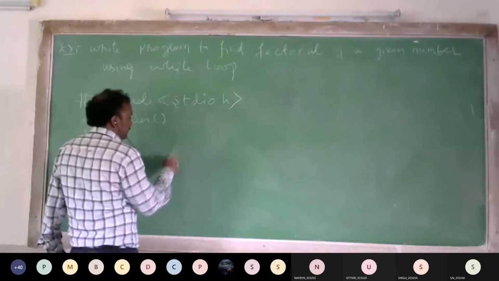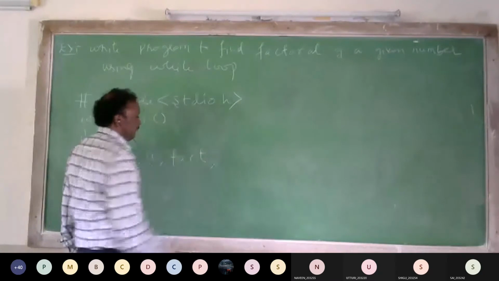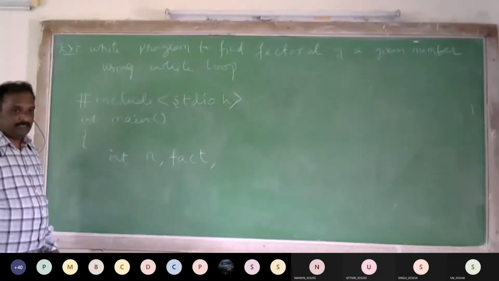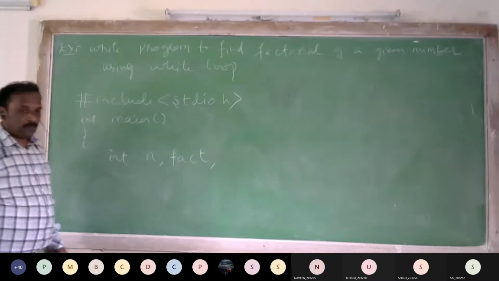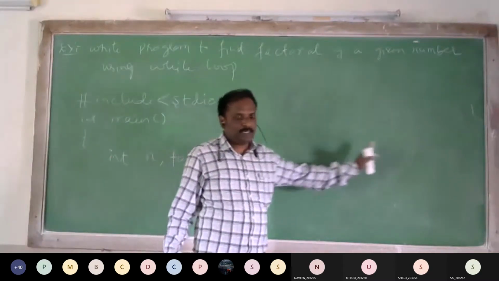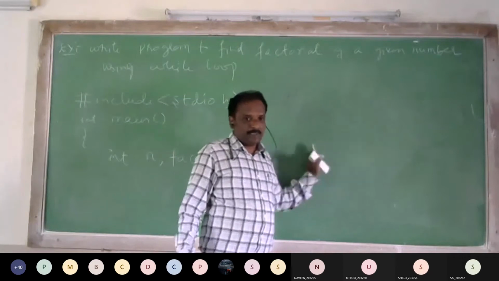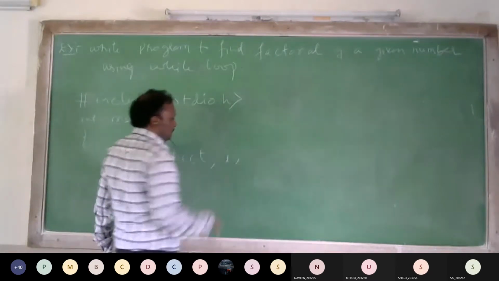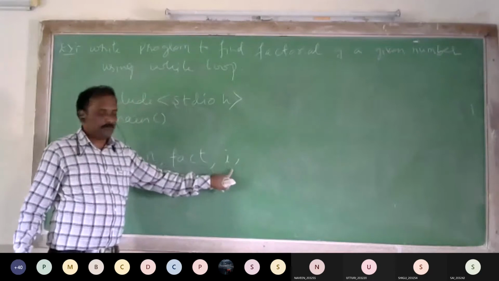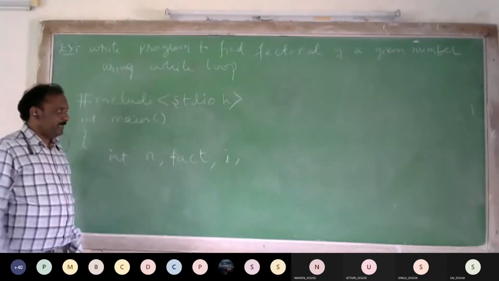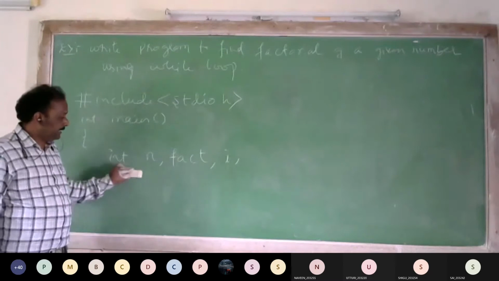Now what do we need to find? We need to find the factorial. So I will take the variable name as fact. What is factorial? Factorial of 5 is 1 into 2 into 3 into 4 into 5. To get those numbers 1, 2, 3, 4, 5, I will take one more variable as i.